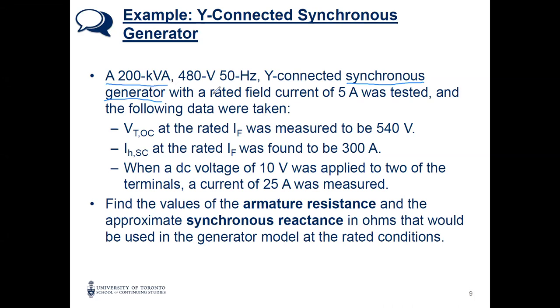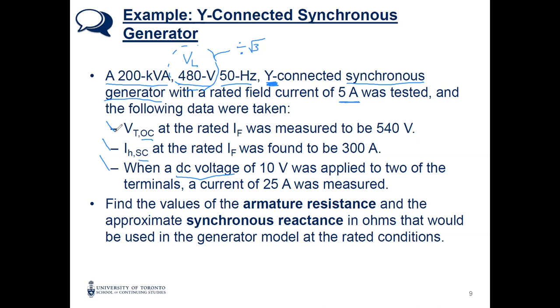This is 200 kilovolt amps, 480 volt, 50 hertz, okay, 50, not 60, star connected because it's three phase. If it's star connected, I know the given voltage is the line voltage. So if I'm going to use this voltage, don't forget to divide it by square root 3. The rated field current is 5 amps. And they did 3 tests: the open circuit, short circuit, and then the DC voltage test.